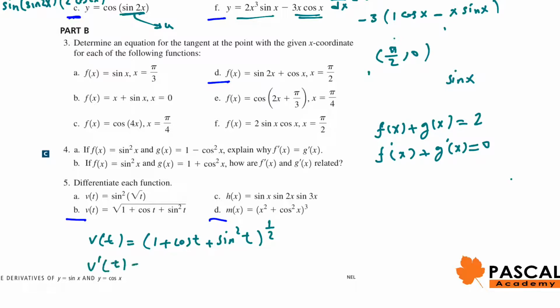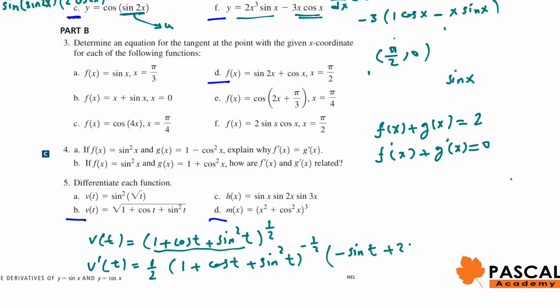V prime of t would be 1 over 2 times 1 plus cosine of t plus sine squared of t to the power of negative 1 over 2 times derivative of 1 plus cosine of t plus sine squared of t, which is minus sine of t plus 2 sine of t cosine of t.